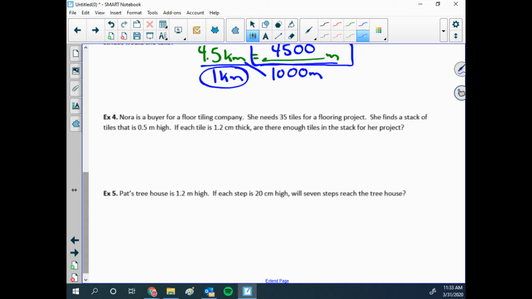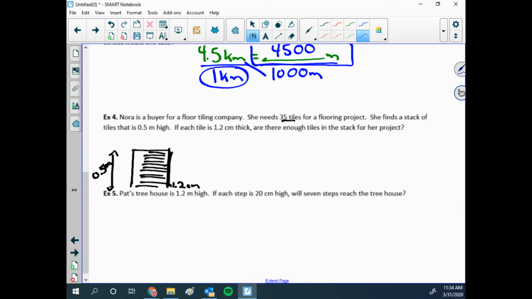So what's happening here, kind of wordy, is she sees this stack of tiles, and it is 0.5 meters high. And in here, there's a whole bunch of tiles, right? And each tile is 1.2 centimeters thick. So we want to know how many tiles are in this whole stack. And once we know how many tiles are in the whole stack, we'll know if she has enough for her project.